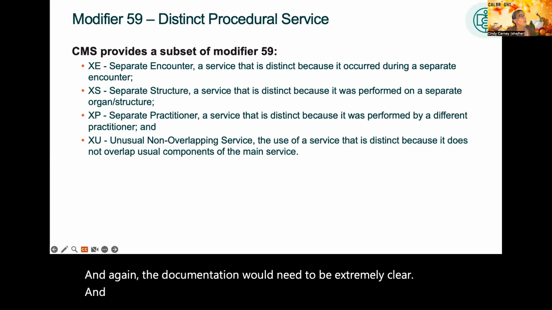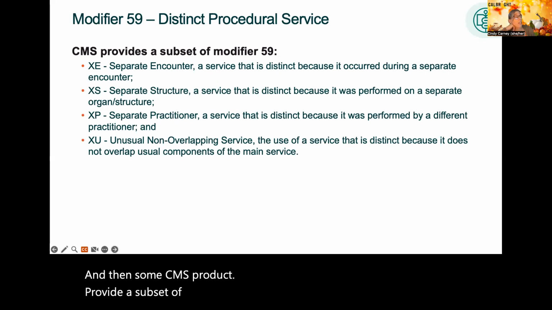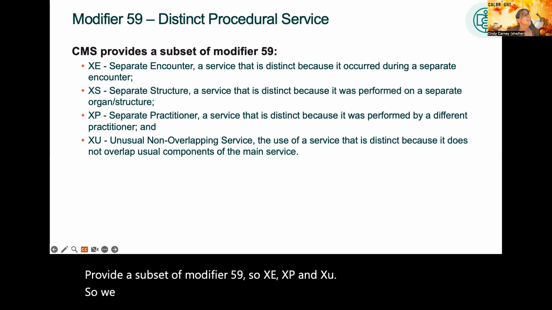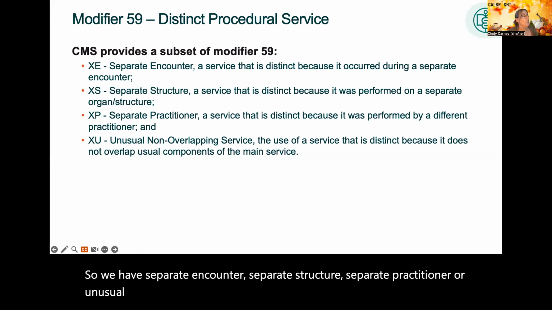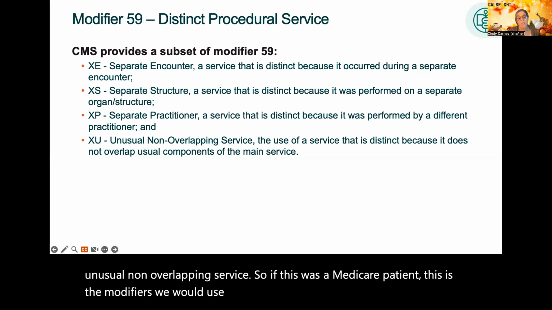And then some CMS products provide a subset of modifier 59. So XE, XS, XP, and XU. So we have separate encounter, separate structure, separate practitioner, or unusual non-overlapping service. So if this was a Medicare patient, these are the modifiers we would use instead of modifier 59.